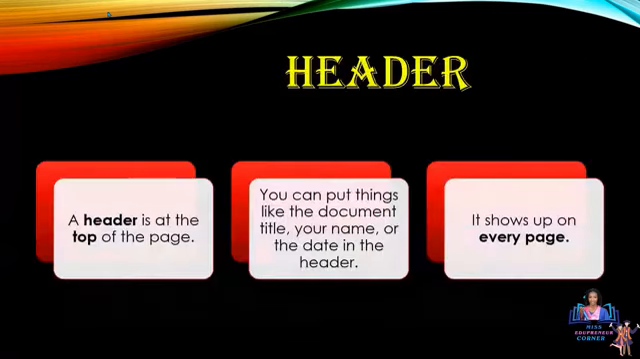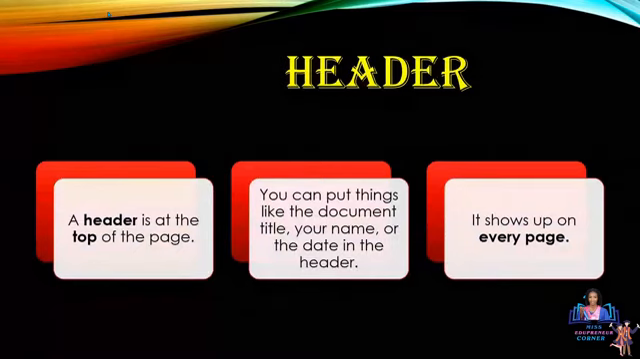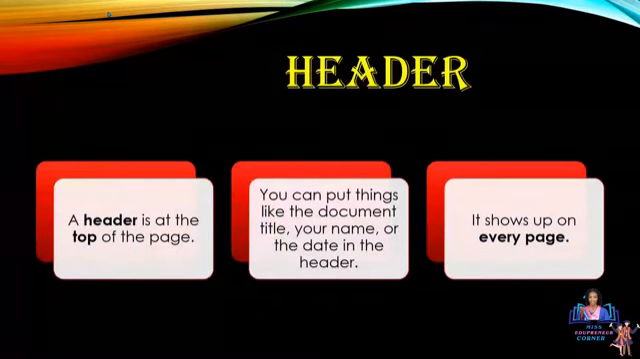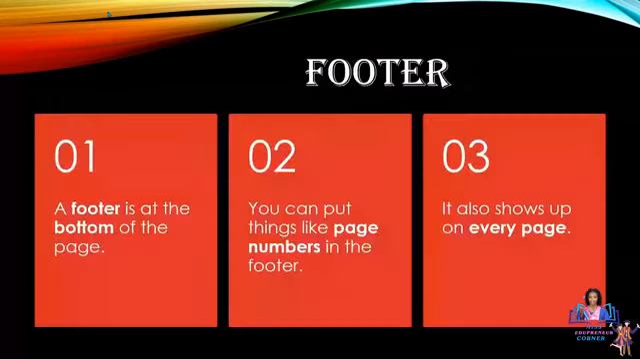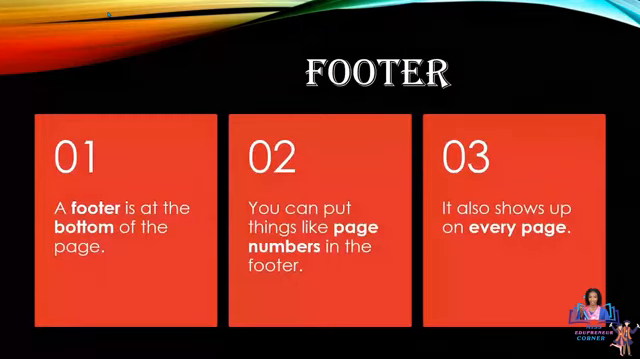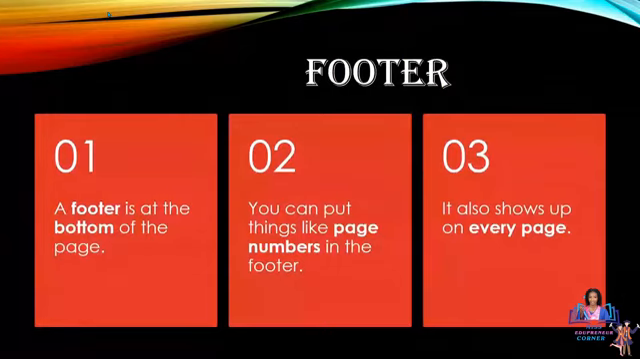What's a header? A header is normally at the top of the page. You can put things like the document title, your name, or even the date in the header. And the header will show up on every page. What's a footer? Similar to the header, it will also appear on every page. The only difference is that the footer is at the bottom of the page, and you can still put things like page numbers and so forth in the footer.